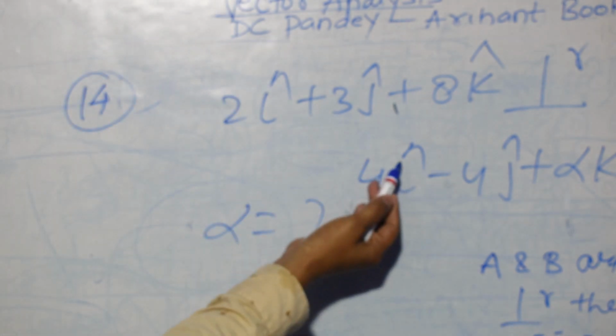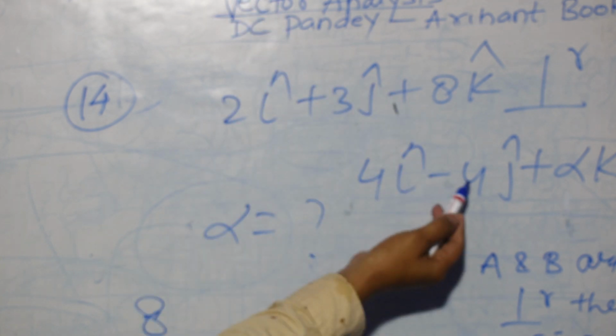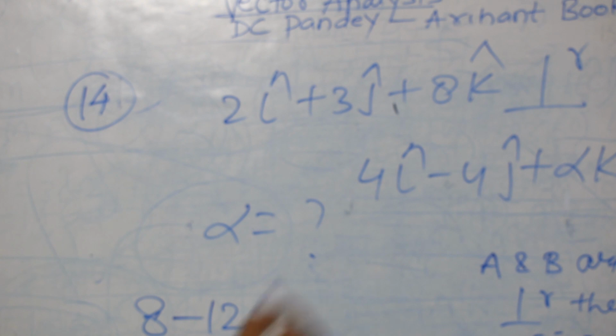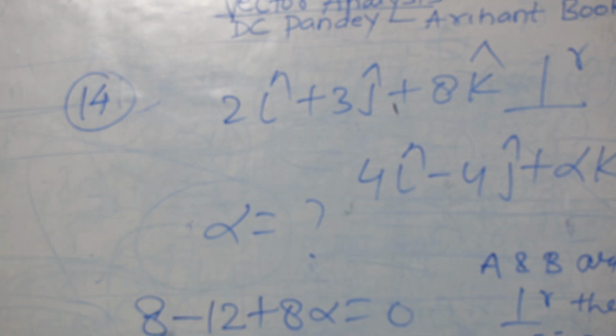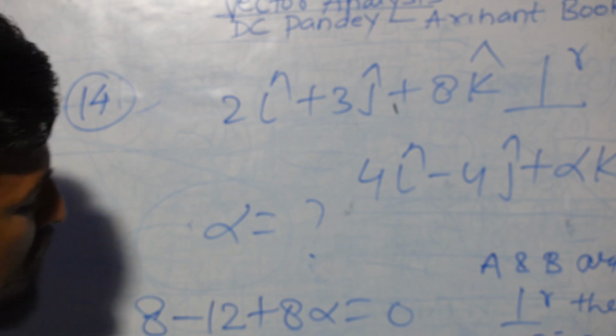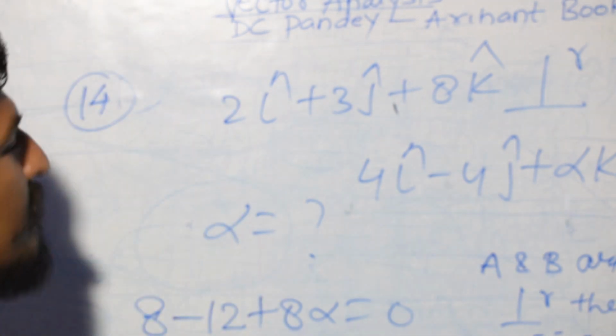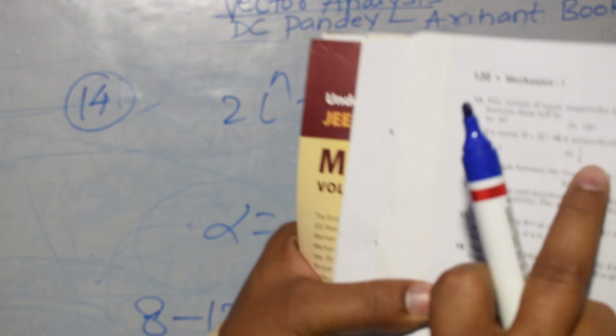Find the dot product. How will you find the dot product? 4 into 2 is 8. Minus 4 into 3 is minus 12. 8 into alpha is 8 alpha. This is equal to 0. 8 minus 12 is minus 4 plus 8 alpha equal to 0. 8 alpha equal to 4, alpha equal to 4 by 8, alpha equal to 1 by 2. This is 0.5. So the correct answer is the second option, 1 by 2.